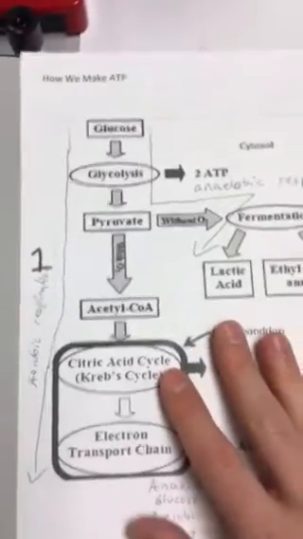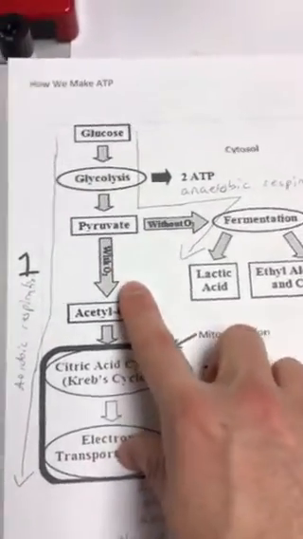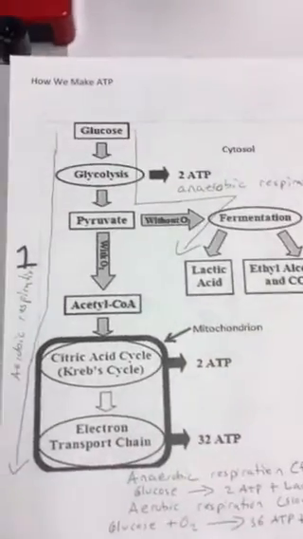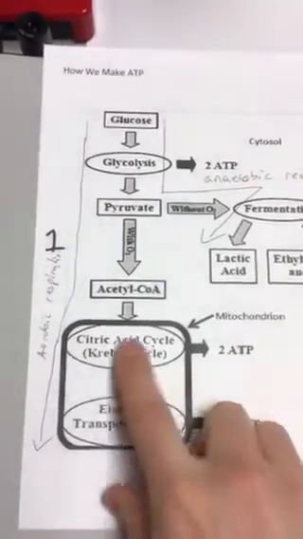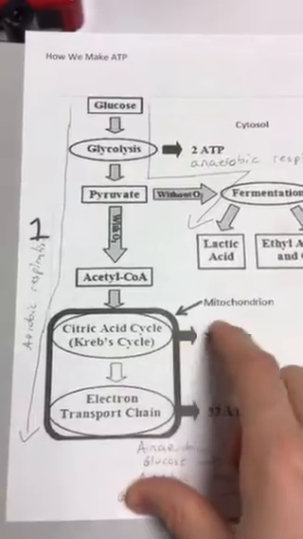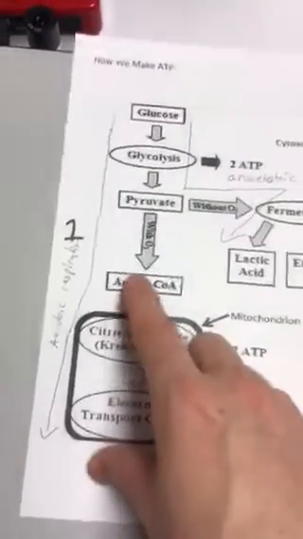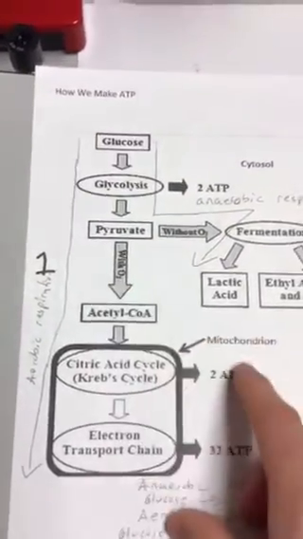Now, a more efficient process is to have oxygen. So to say you're in shape. Well, how do you get more in shape? Basically, we see that part of this process requires mitochondria and oxygen. So this does require oxygen and mitochondria.